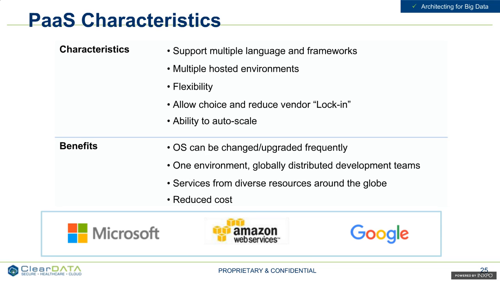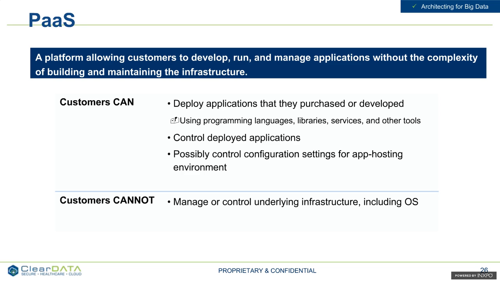One of the benefits here is that the OS can be changed. It can be upgraded frequently. You can globally distribute your environments. Costs are usually a lot less here. Next slide. Now, one of the things you cannot do from a platform as a service model is manage or control the underlying infrastructure, but you can deploy your applications usually pretty well.